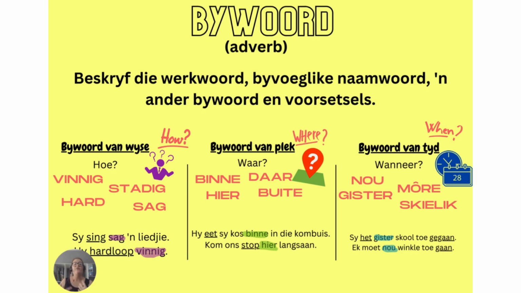So sy sing sag 'n liedjie. Hy hardloop vinnig. Dan kry ons bywoord van plek, where, waar het dit gebeur? Hy eet sy kos binne in die kombuis. So he's eating his food inside the kitchen. Kom ons stop hier langs aan. So let's just stop here next to the shop. So it describes where, waar gebeur die ding. So where's the verb happening?